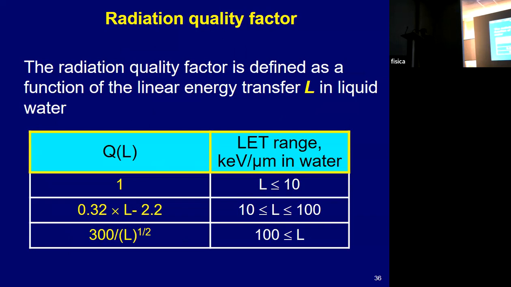The radiation quality factor is used to evaluate operational quantities in radiation monitoring. The quality factor has a functional dependence on the linear energy transfer in water. The numerical ratio between Q(L) and L was defined by the ICRP in the 1990 recommendations and is shown in this table.